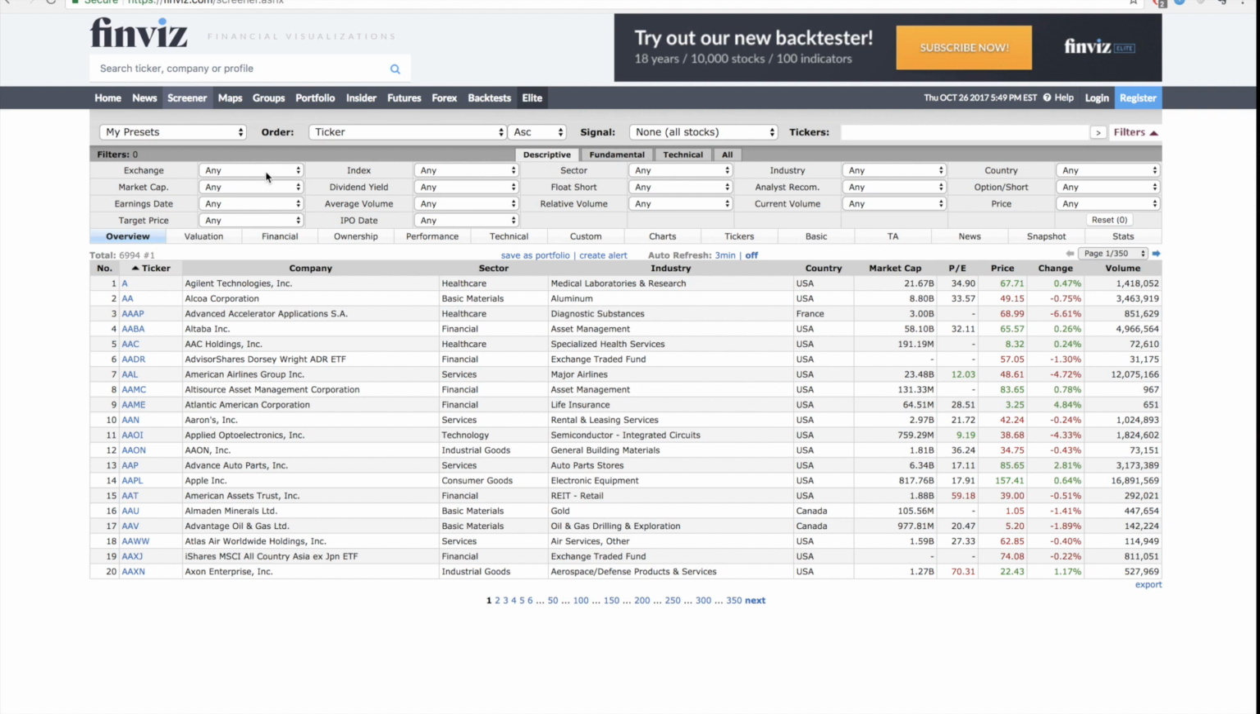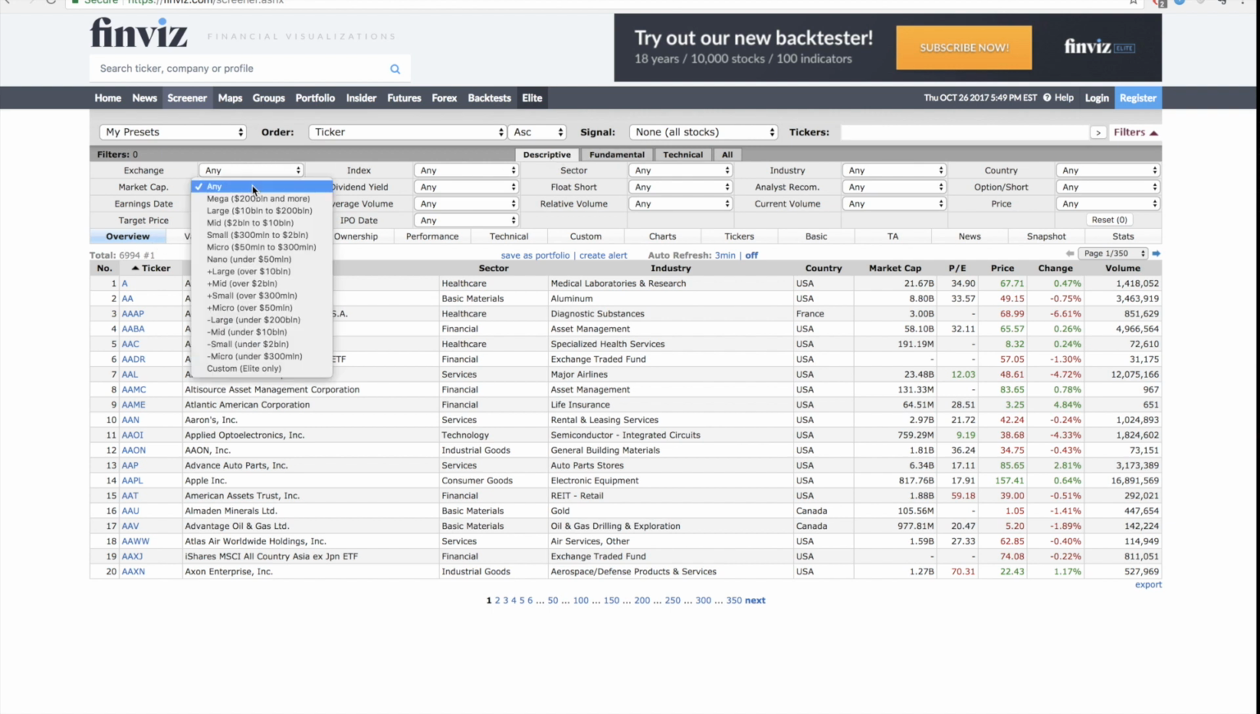Under descriptive, the first thing you want to do is change the market cap. Because we're looking for swings, we don't want to trade any small or micro stocks, just because these are very volatile and holding them overnight can be kind of risky. So the first thing I want you to do is click on plus mid. Means you're choosing a stock with a market cap of 2 billion or more.